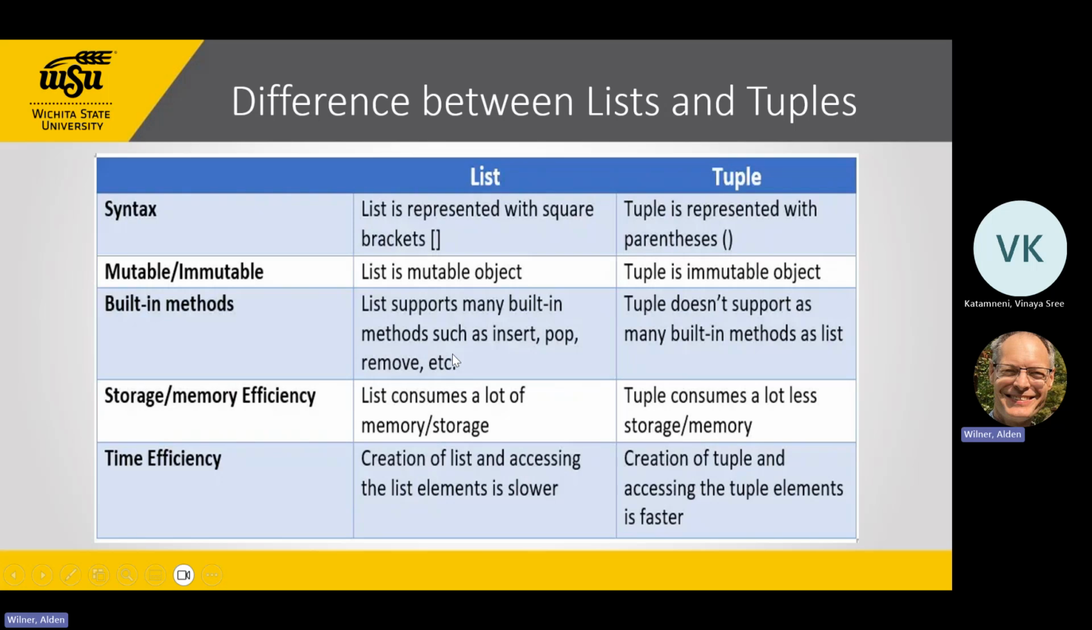So square bracket, parentheses, mutable, immutable. Lists have many built-in methods: insert, pop, remove. Those are the things that are mutating the list, but those don't exist for tuples. Lists are fairly inefficient, consuming a lot of memory and storage. By making a tuple immutable, you don't have to worry about tracking things that are changing, or maintaining extra size in case your list grows. Your tuple's never going to grow. You know how much space you need when you create it, right? So it takes up a lot less storage. And there's time efficiency, because again, everything is fixed. You know what it's going to be from now on until the end of the program, so it goes faster, right?